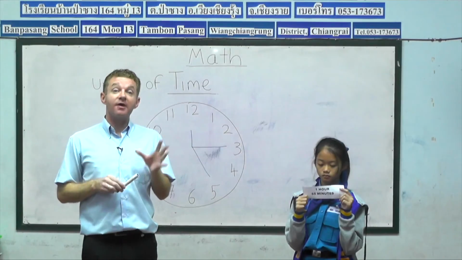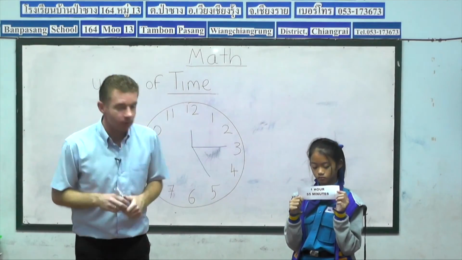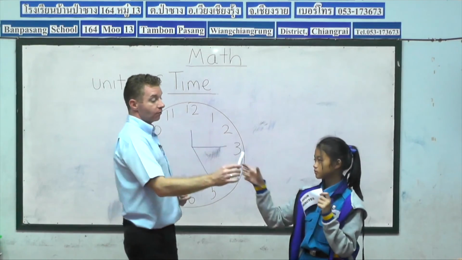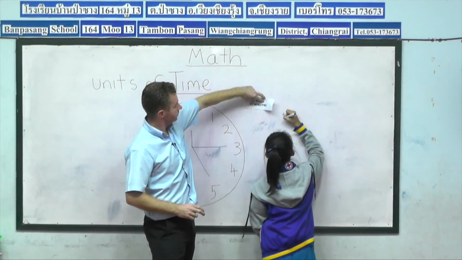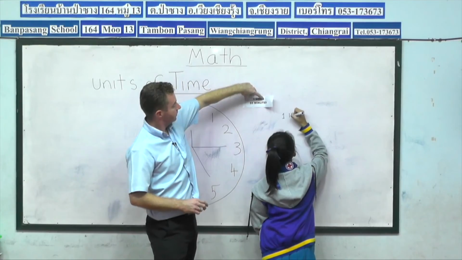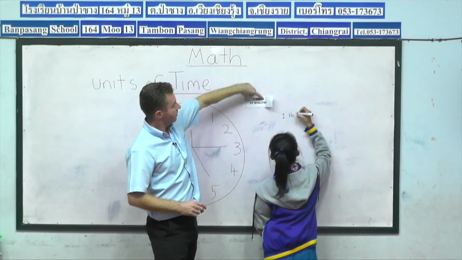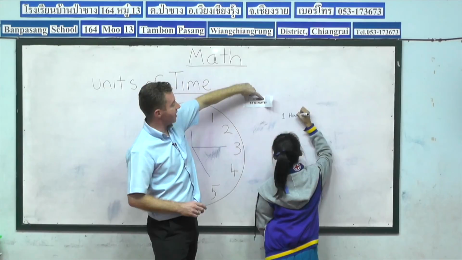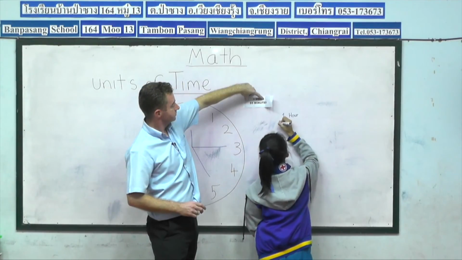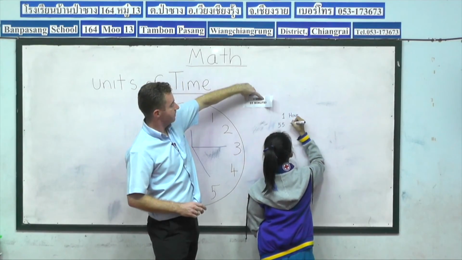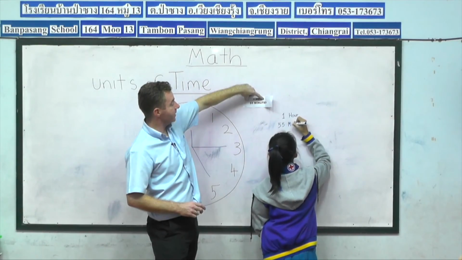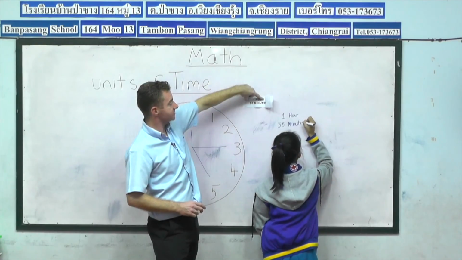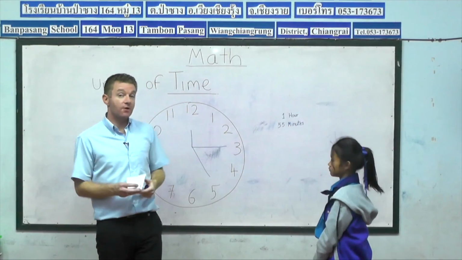1 hour, 55 minutes. Okay, so first thing to do, Dan, write this time period on the board. 1 hour, and 55 minutes. M-I-N-U-T-E-S. Okay, so now we've got our time period.